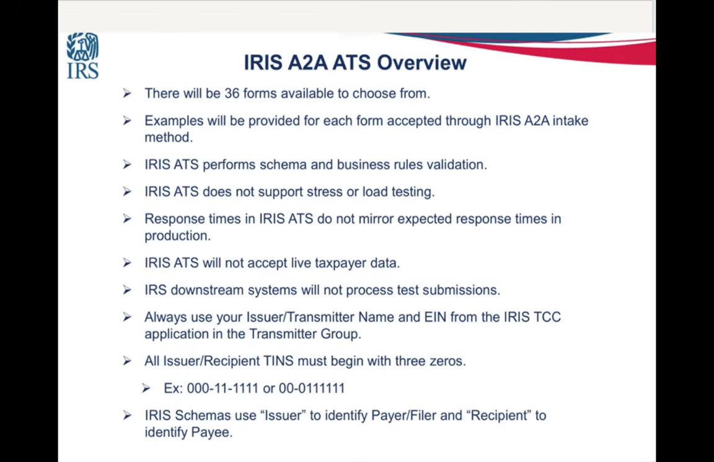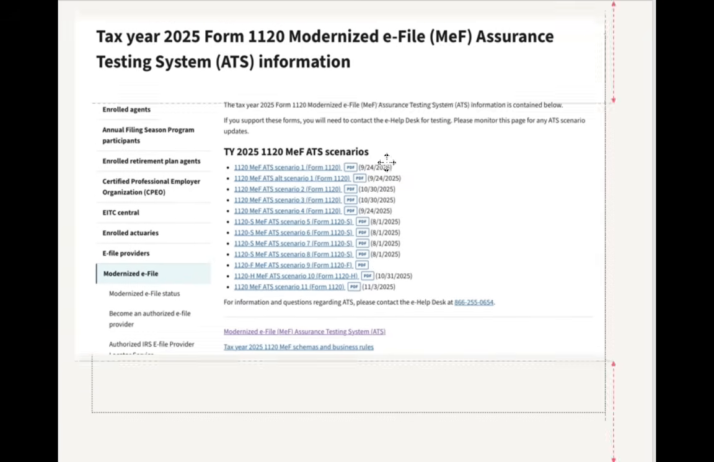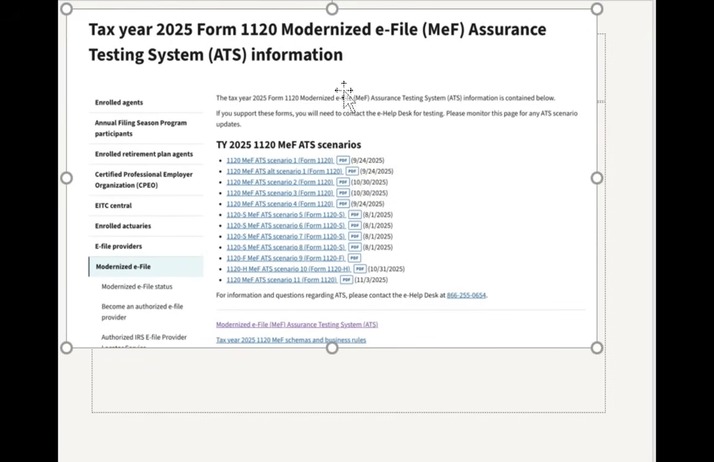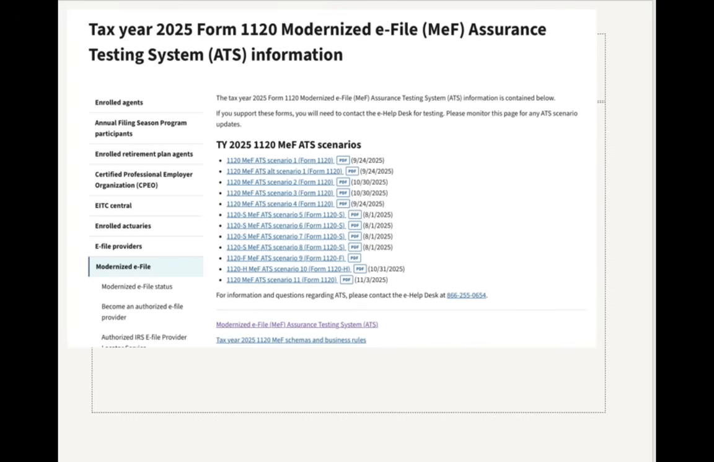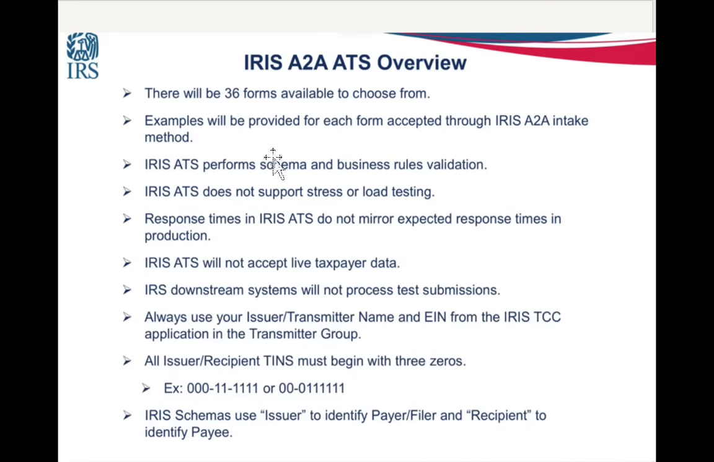Let me show you that site as well here. So here you can access those ATS information. Again, 1120. So this is for one form, but if you go on this site, you should be able to access the other scenarios as well, which are used for the testing. So you should be able to download this from the IRS website and accordingly test it. The examples will be provided on the website publicly.